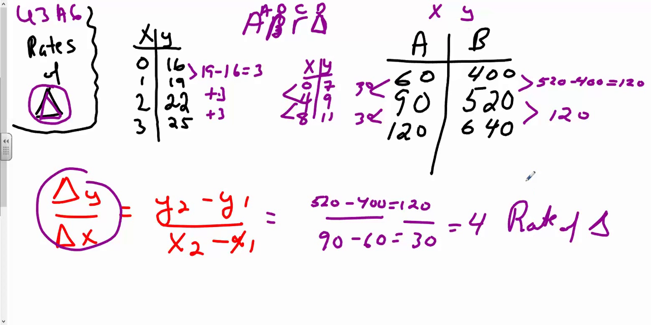is 4. So that means every time I go up 1 in A, I go up 4 in B. And that makes sense because I've gone up 30 from here to here, and 4 times 30 is 120, which is over here. So I hope that makes sense for rates of change. That's your m in your y equals mx plus b. It's the same as your slope, and everything kind of ties in. Okay.